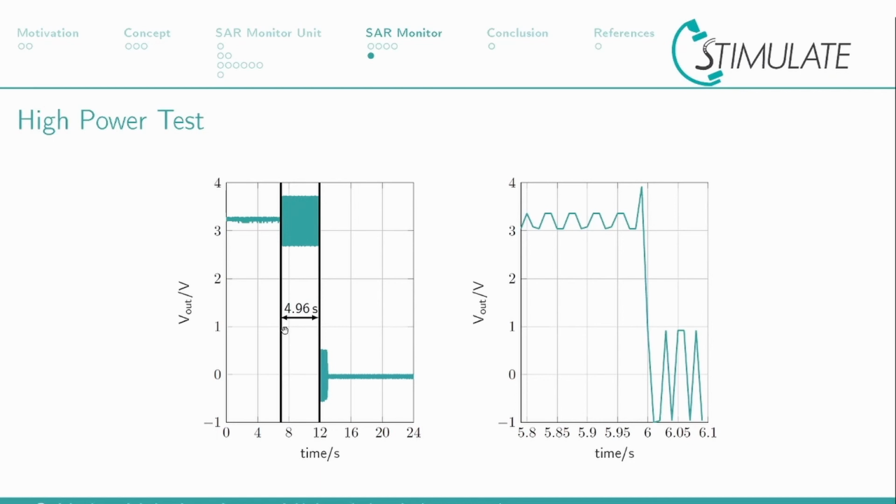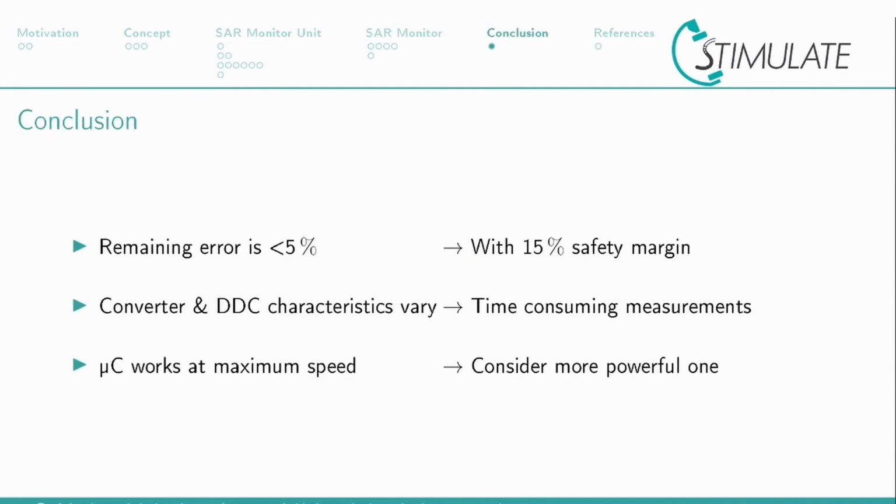Finally, the peak detection is tested. Therefore, at some point the birdcage is disabled. It can be seen that the error output is triggered almost immediately, indicating a functional peak detection. In conclusion, it can be said that a fully functional SAR monitor with an error below 5% was developed.